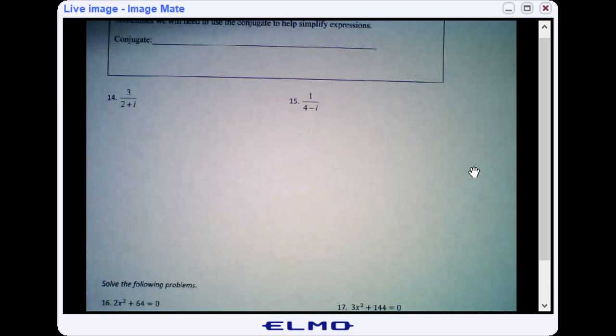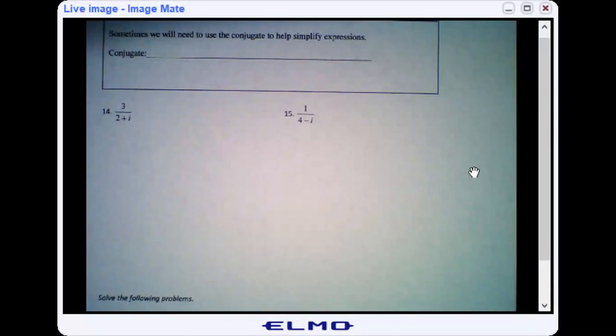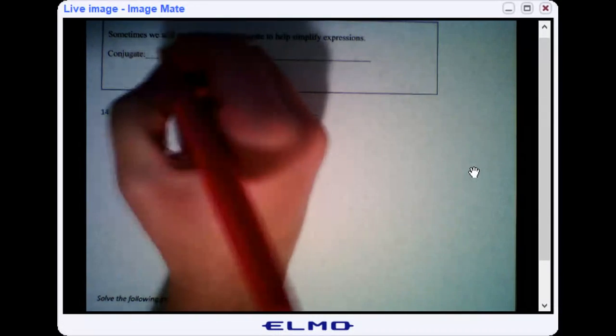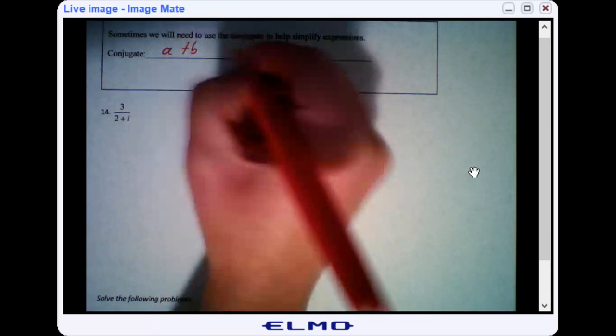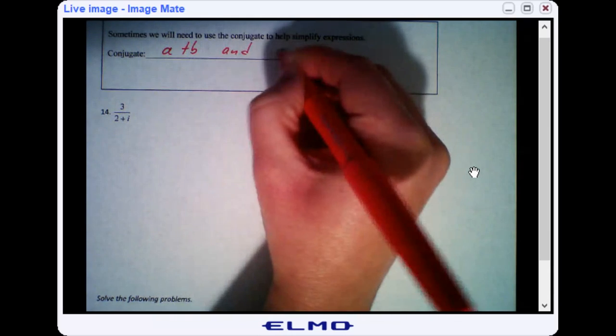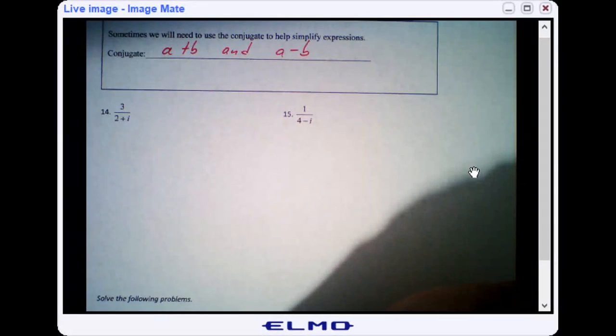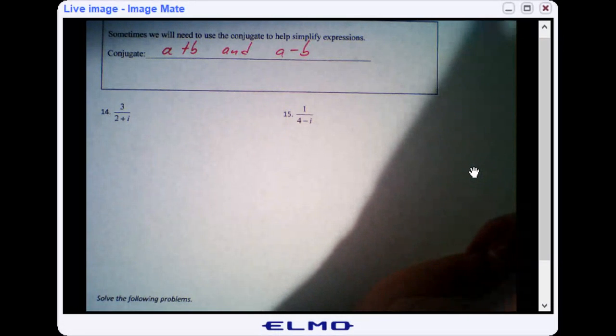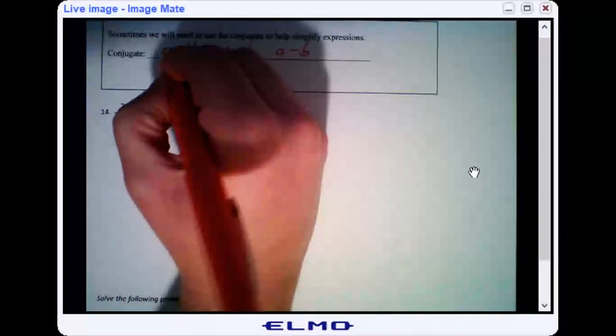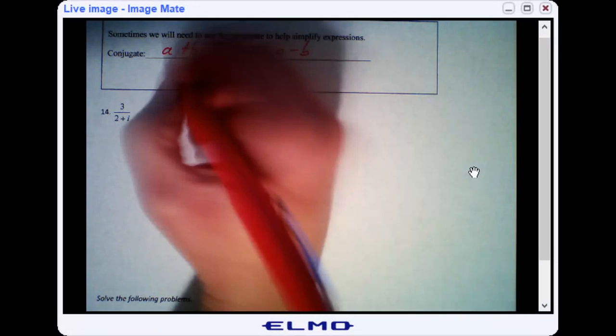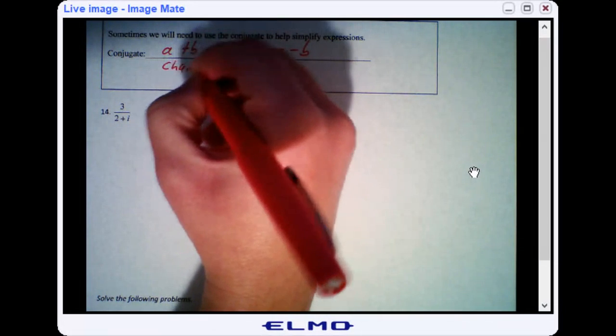Sometimes we're going to need to use something called a conjugate to help simplify expressions. A conjugate, we're going to do an example here. a plus b and a minus b are conjugates. It's the same binomial, but the signs are flipped in the middle. So all we're going to do is change the middle sign.